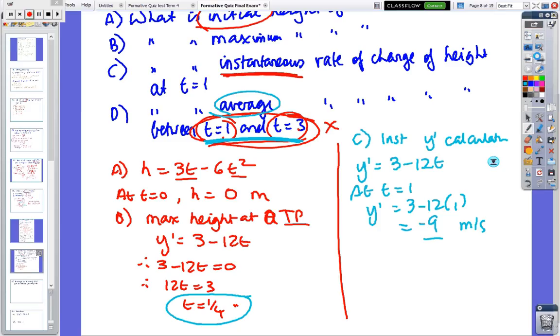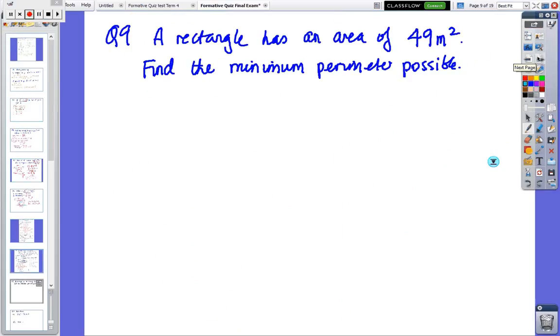But let's move on. Okay, so this one is an optimization. We've got to minimize the perimeter, and we haven't got a formula, so we need to do an optimization question. So have a go and come back when you're ready.